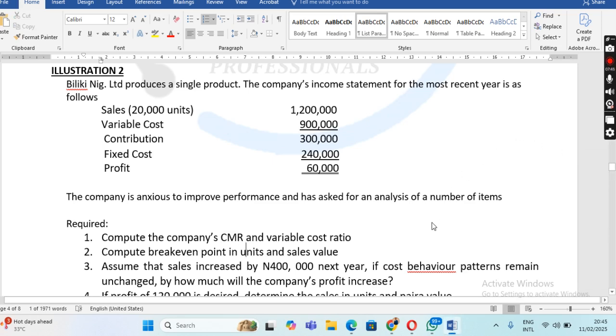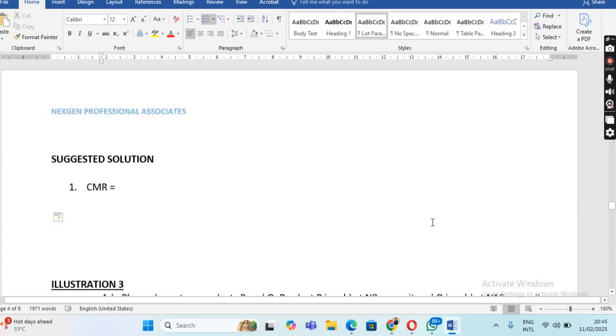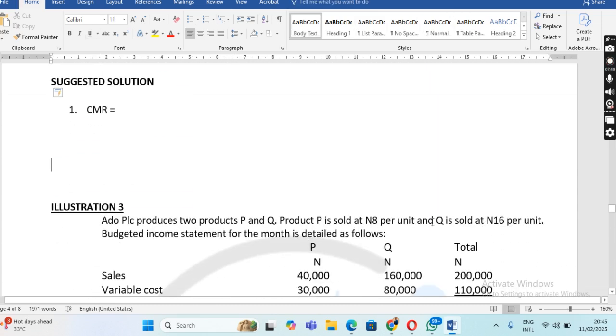Now quickly, give me the figure so that we move ahead. Contribution is 300,000 divided by the sales, which is 1.2 million, times 100. What do you have? Give me the figure.